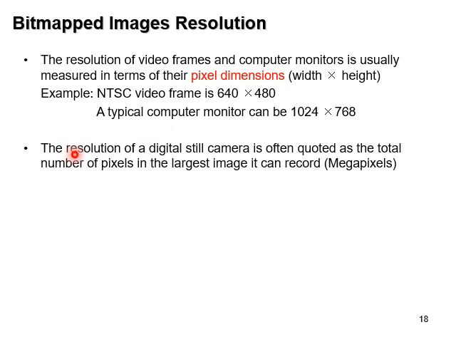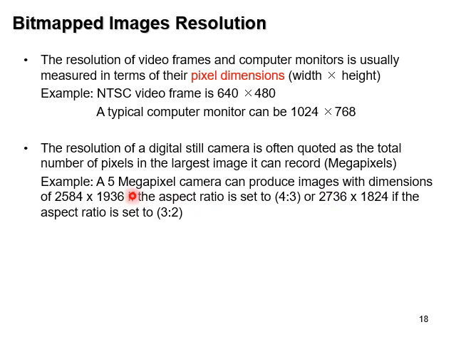Okay, the resolution of a digital still camera that you would have in your mobile phone is defined with something else other than these two, which is the number of megapixels. It's often quoted as the total number of pixels in the largest image it can record, and usually we measure it in megapixels. So as you can see, we have different definitions of resolution. All of them are device resolutions, but it depends on what device you are trying to describe. The definition of resolution changes.